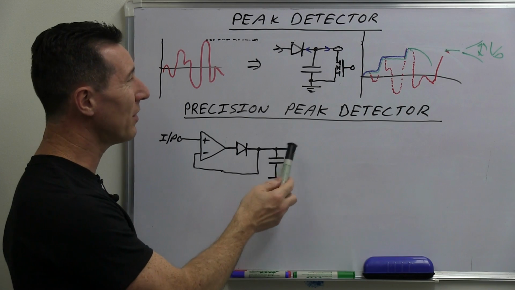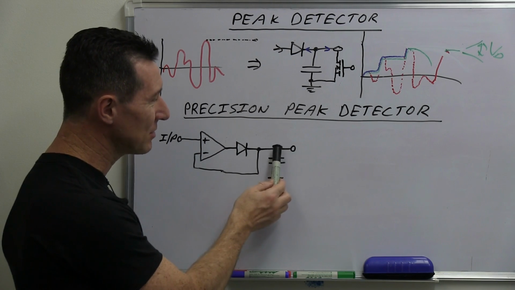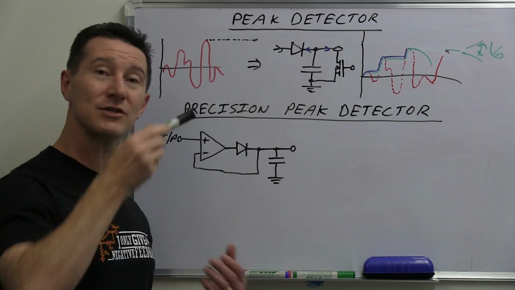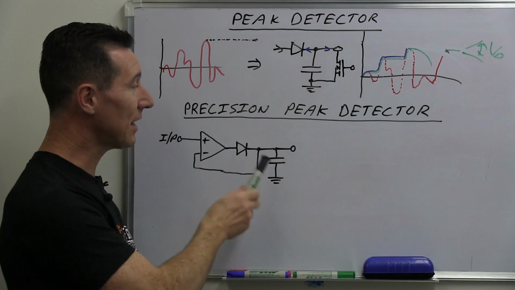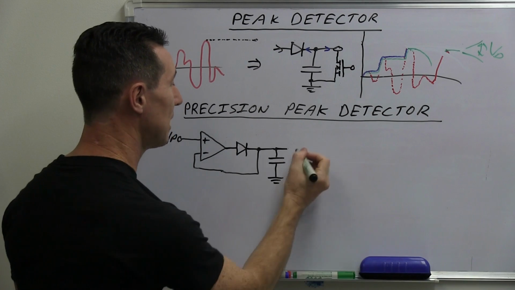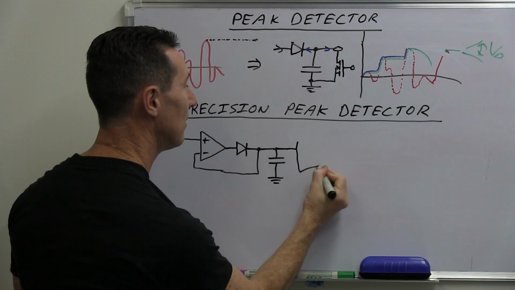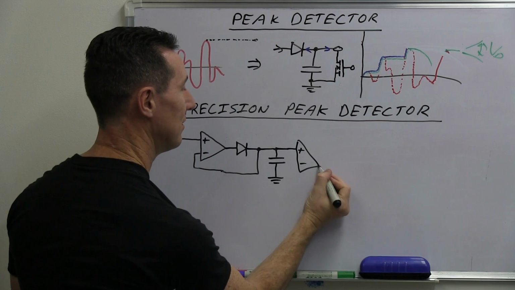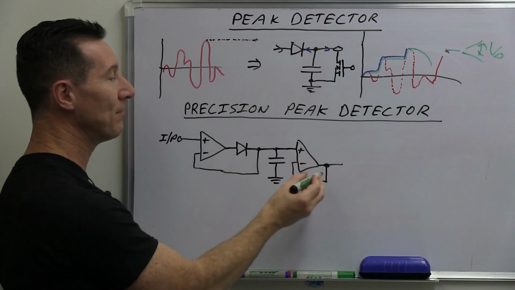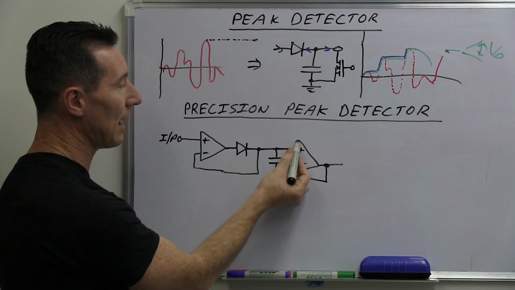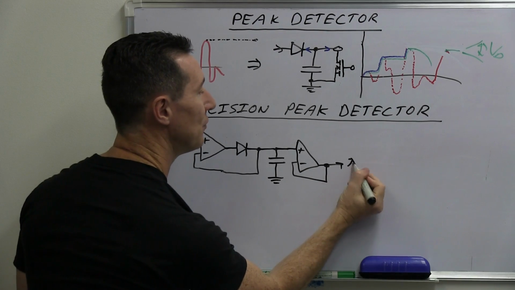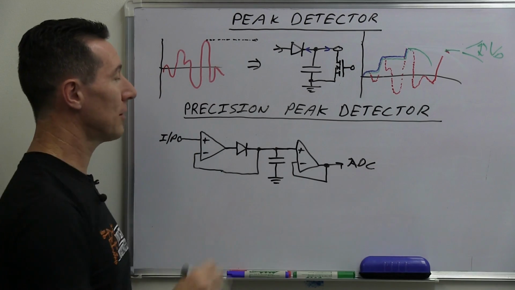So you don't want a little bit of current to be drawn out of your cap and then it droops and droops and droops. You don't want your capacitor to droop like that during measurement, because that's bad news. So typically you're going to follow that with another op-amp voltage follower, which is a proper low impedance source, with a very high impedance input here, and that can drive your ADC, not a problem at all.